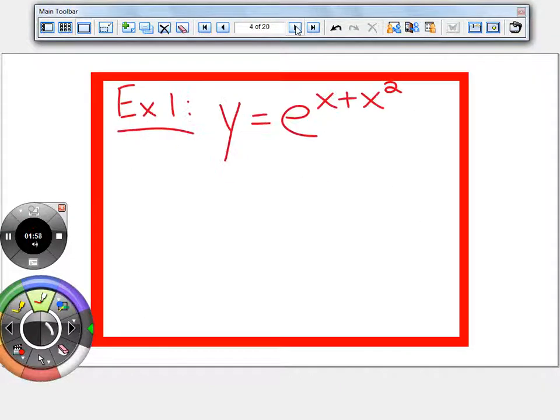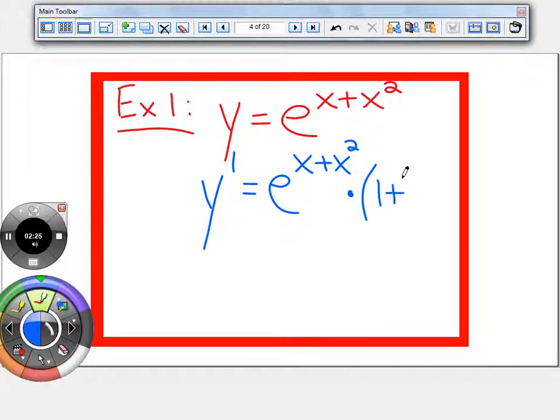All right, let's try an example. This one says y equals e to the x plus x squared. So finding the derivative, I would just say y prime equals, and I would rewrite this exactly the same. The derivative of e to something is that same thing. But then I have to multiply by the derivative of the inside. So the derivative of the inside is 1 plus 2x. And you can just leave it in that form.